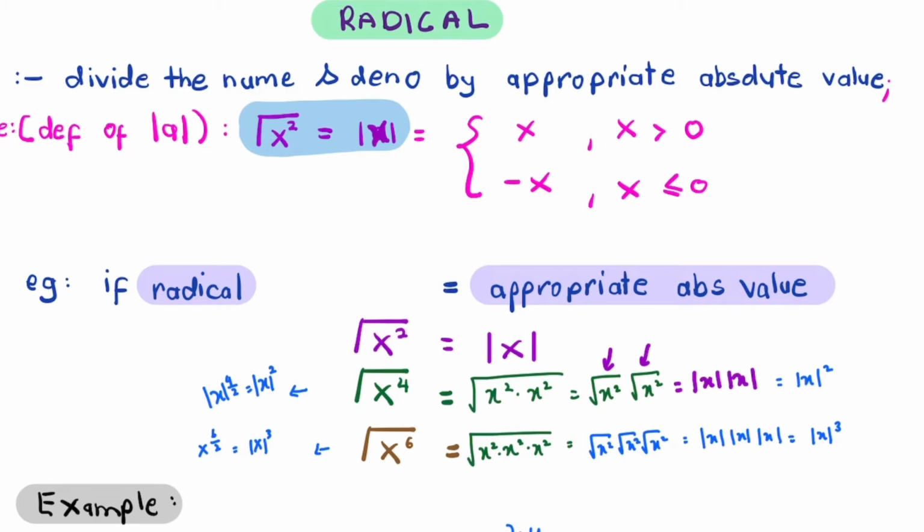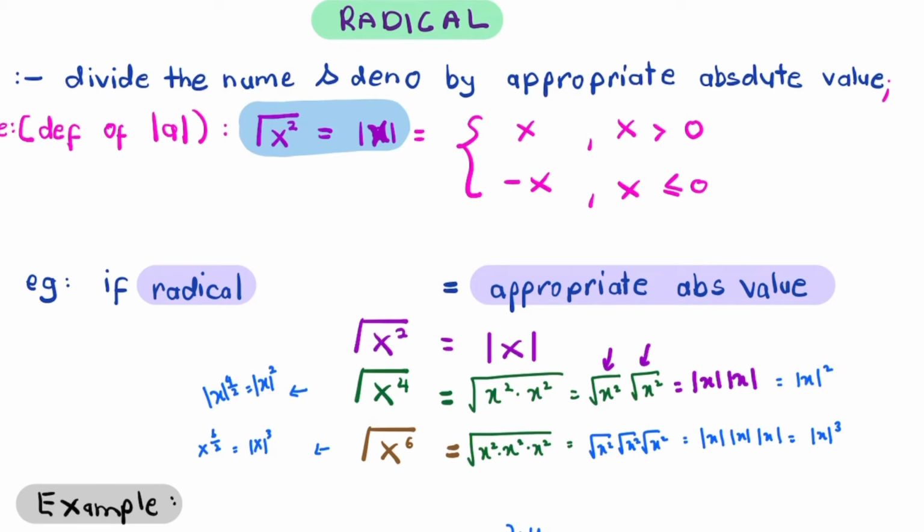Now, what if your appropriate absolute value is square root of x to the power of 4? Square root of x to the power of 4 is just square root of x squared times x squared, and then you can split the radicals. Square root of x squared multiplied by square root of x squared. So again, this is equal to modulus x, and this is also equal to modulus x. So modulus x times modulus x is just modulus x squared. So if this is an even power, we don't really worry about putting the modulus, because this will always be positive. We only need to be careful if your power is an odd power.